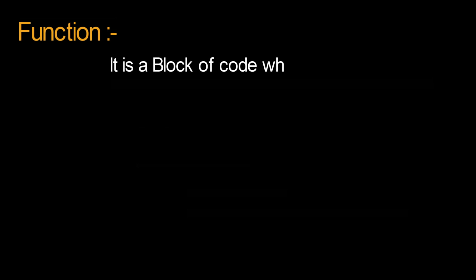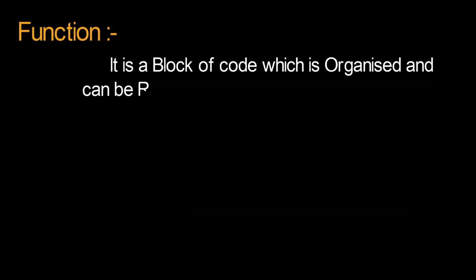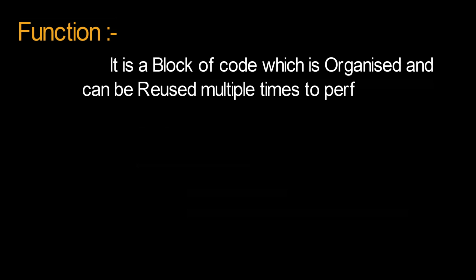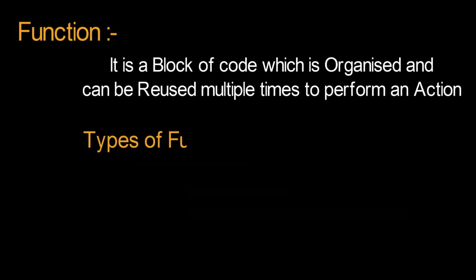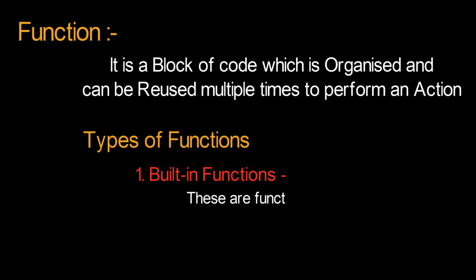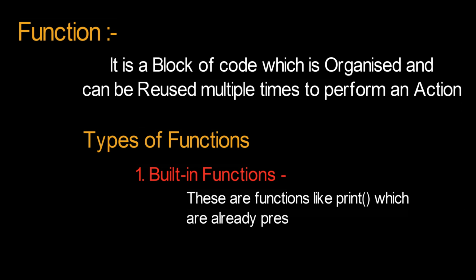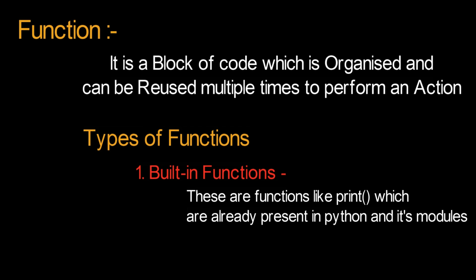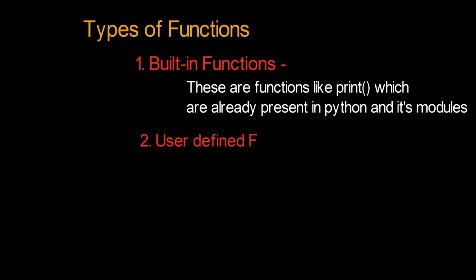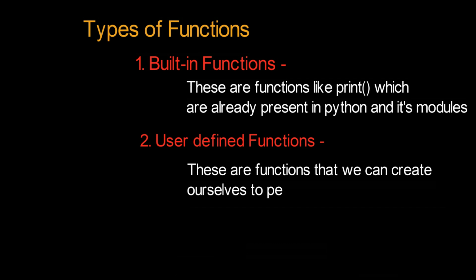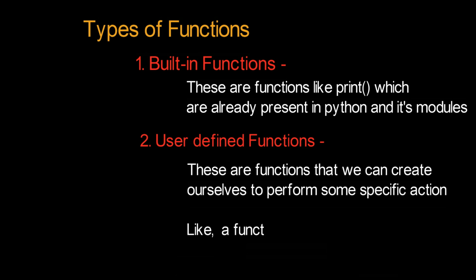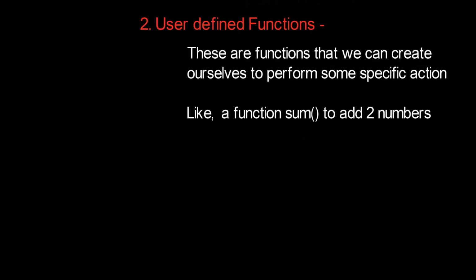So let's discuss functions which are present in Python. A function is basically a block of code which is organized and can be reused multiple times to perform an action. There are two types of functions. First, built-in functions. These are functions like print which are already present in Python and its modules. Secondly, we have user-defined functions. These are the functions that we can create ourselves to perform some specific action, like we can create a function named sum which can be used to add two numbers.